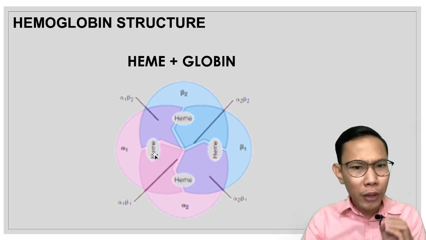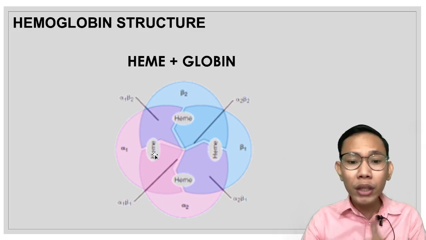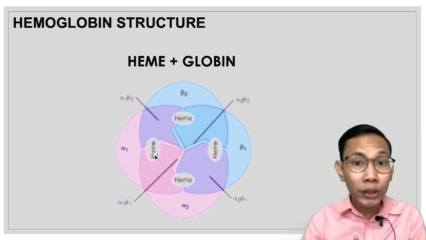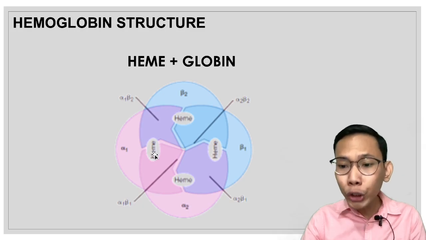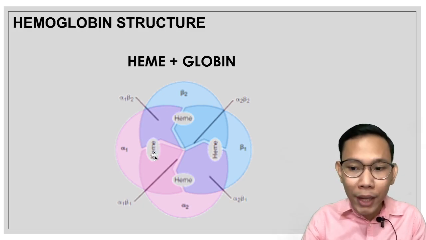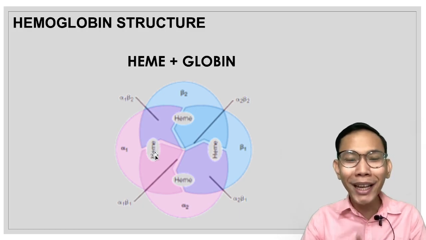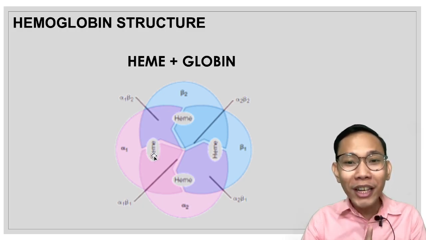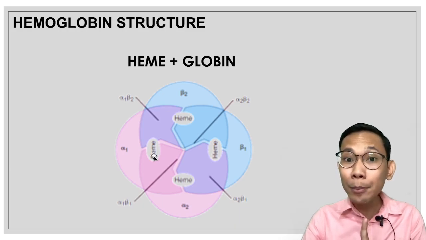So again, ano nga ang main function ng ating hemoglobin? Very basic. Transport of your oxygen from the lungs to the tissues and transport of your carbon dioxide from the tissues to the lungs. And approximately, there is also 1.34 mL of oxygen that is bound by each gram of hemoglobin. Remember that, another high yield number. Ano yung una? 34 grams per dL, yung concentration ng hemoglobin within the RBC.